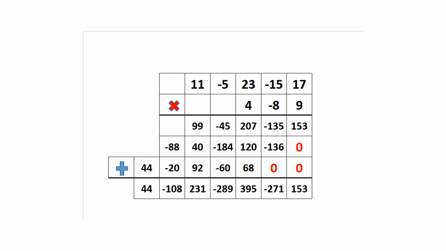Now we do 4 times the numbers on the top. So 4 times 17. Okay, 4 tens is 40, 4 sevens is 28, that's 68. 4 times 15 is 60, so we got negative 60. 4 times 23: 4 times 20 is 80, and 4 threes is 12, that'd be 92. 4 times negative 5, negative 20, and 4 times 11 is 44, and then we add them. So 153 and a bunch of zeros, that's 153, and you add negative 135, 130 is 6. That'd be negative 271, and similarly we get 395, negative 289, 231, negative 108, and 44.